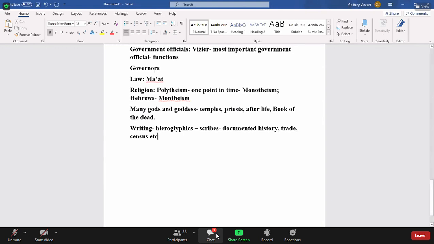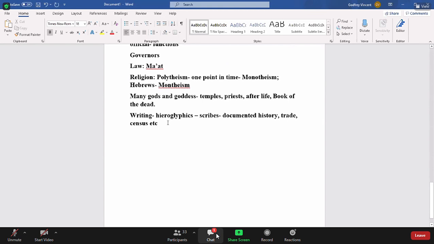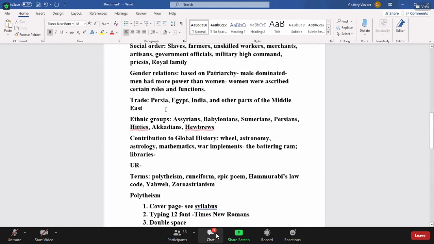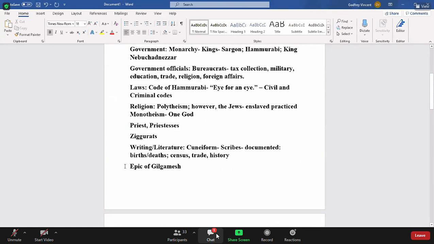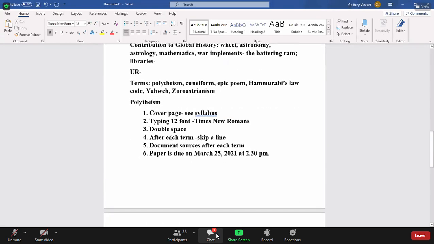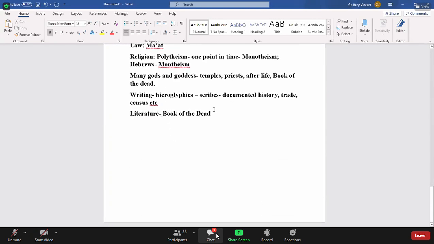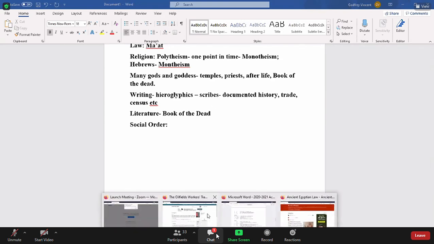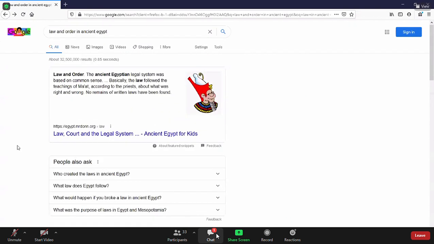What else do we have? Writing. And we could put literature. They had a Book of the Dead. What else? So that's literature. Social order. What was the social order like? And then we can check it out. Social order in ancient Egypt.